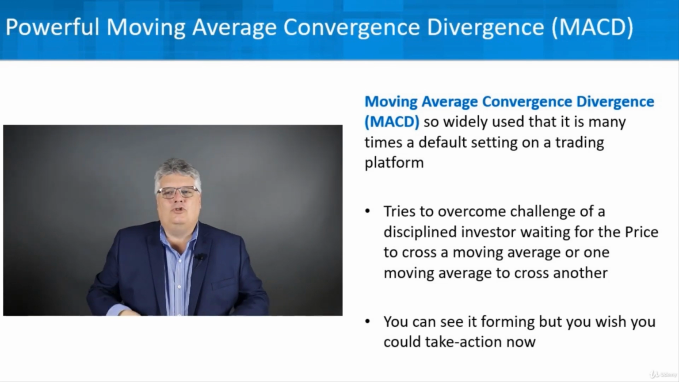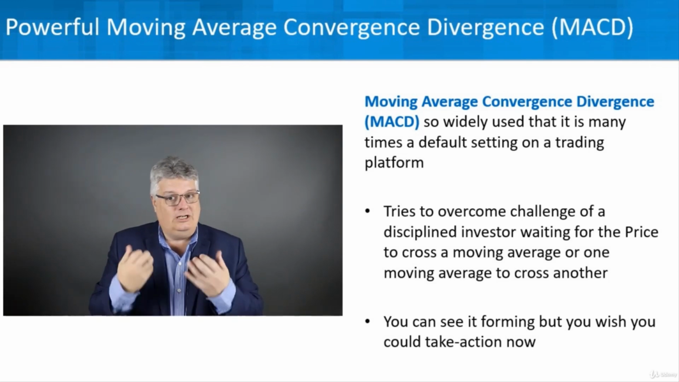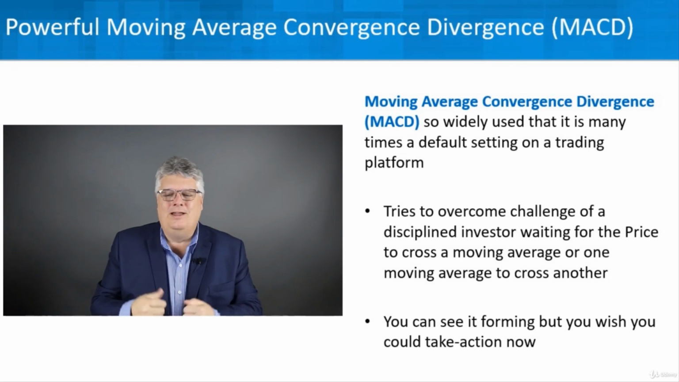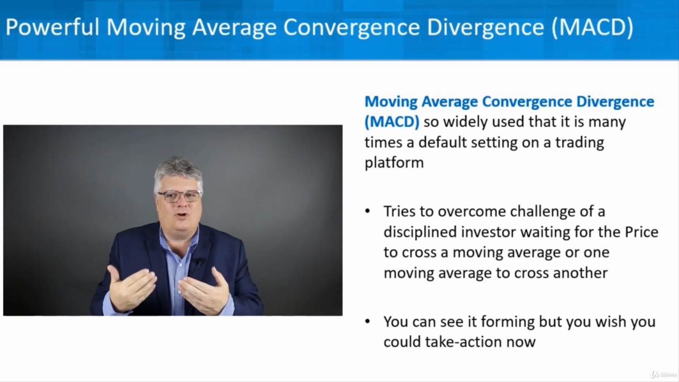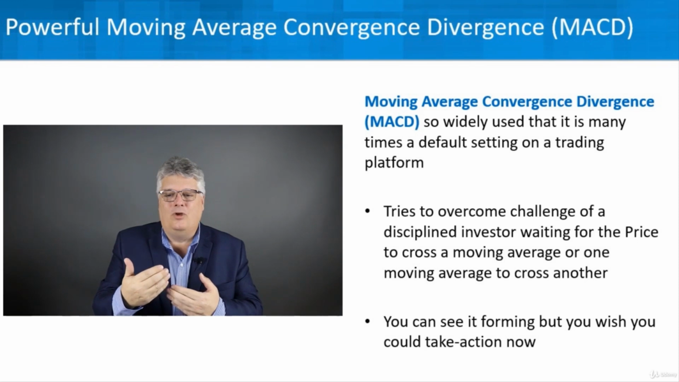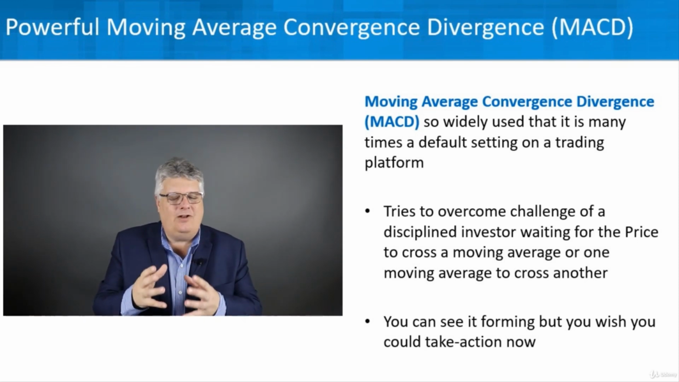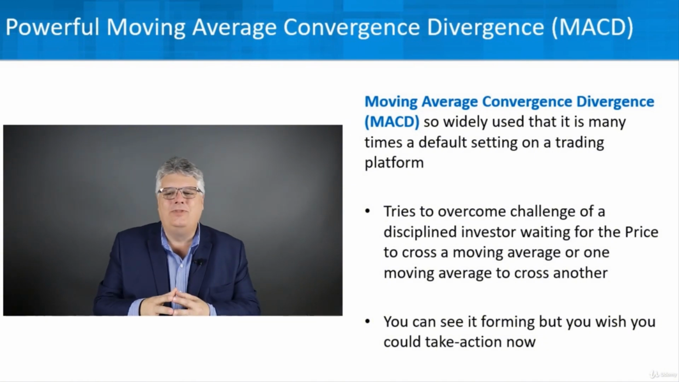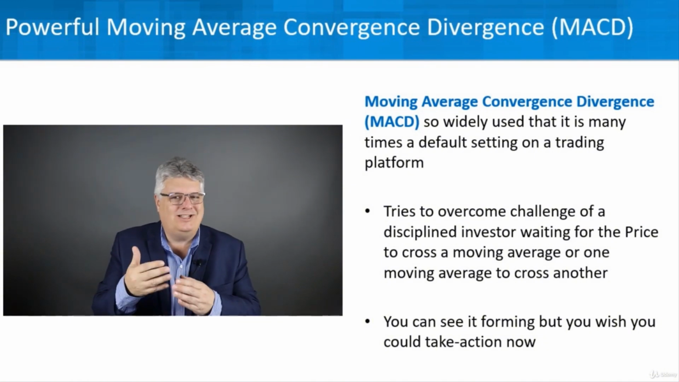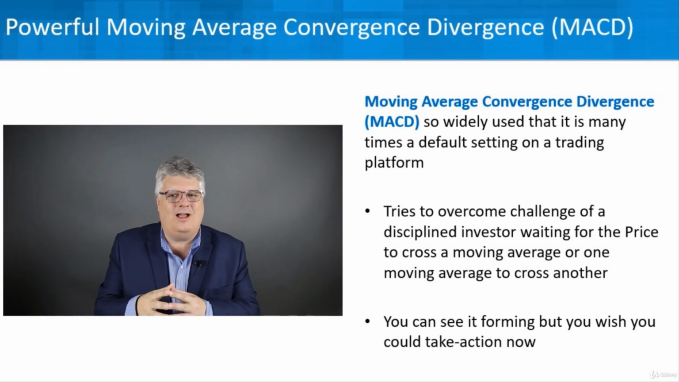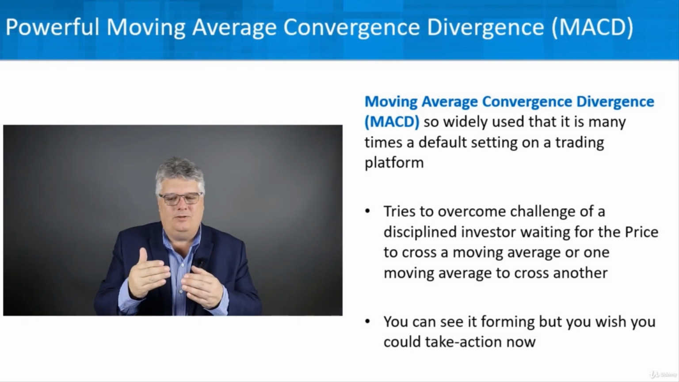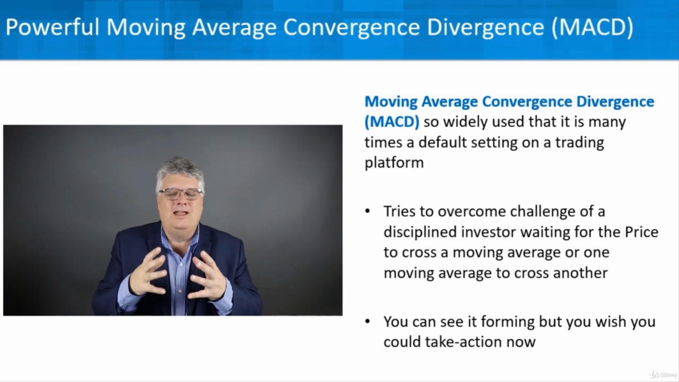The reason it's popular is it's trying to overcome a challenge. We want to be good, disciplined investors, and we have that challenge where we're waiting for the price to cross over a moving average, for example, or for one moving average to cross over another. We're waiting for this crossover rule to happen, and we can see it forming. We can see it's coming. We're hoping it's going to come, but you wish you could take action now, right? You wish, can I just get in a little bit earlier? Do I have to wait for the crossing? Well, yeah, you're a disciplined investor. You've got to wait. But with the moving average convergence divergence measure, this gives you an opportunity.